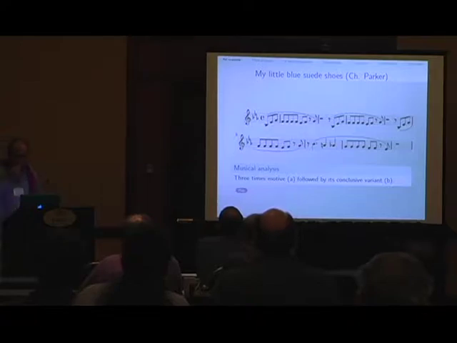Okay, and so the goal is to model that simple piece of music. It's very clear, reading it or even listening to it, what's happening: three times something, then something a little different. And that's musicology, that's musical analysis.